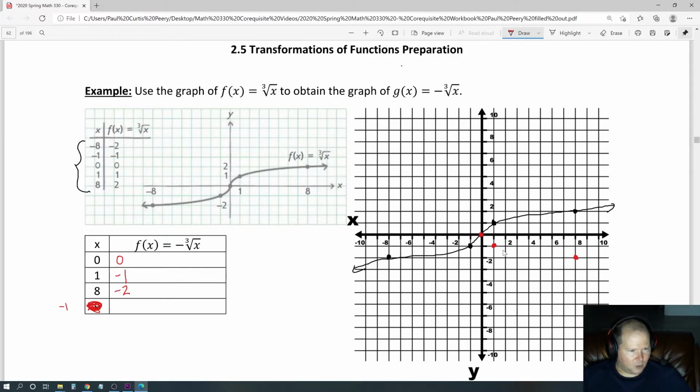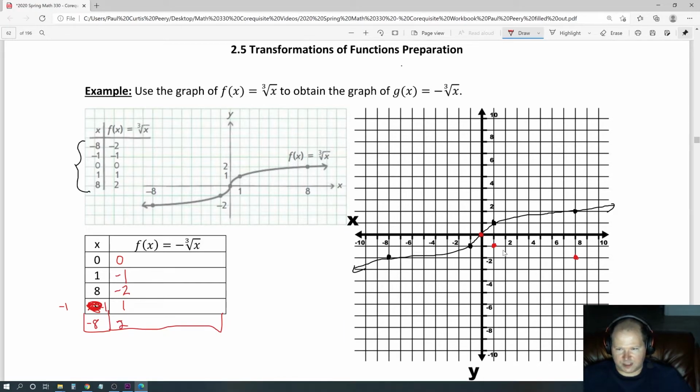Let's plug in a negative 1. All right, so plug in a negative 1 right there instead. That would be the cube root of negative 1 is negative 1, and a negative negative 1 is a positive 1. And let's plug in a negative 8. Cube root of negative 8 is negative 2, and a negative negative 2 is a positive 2.